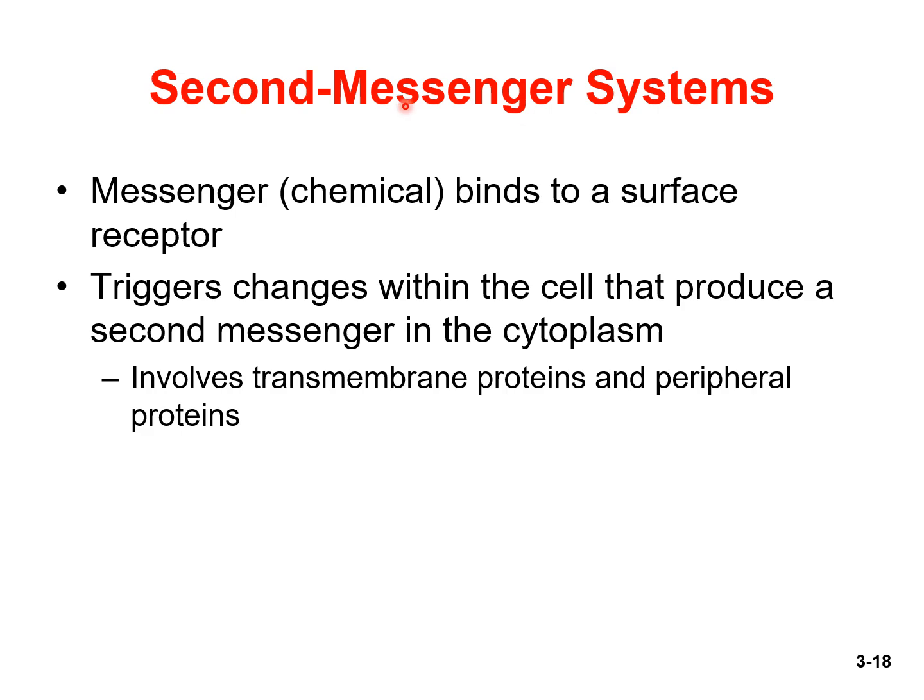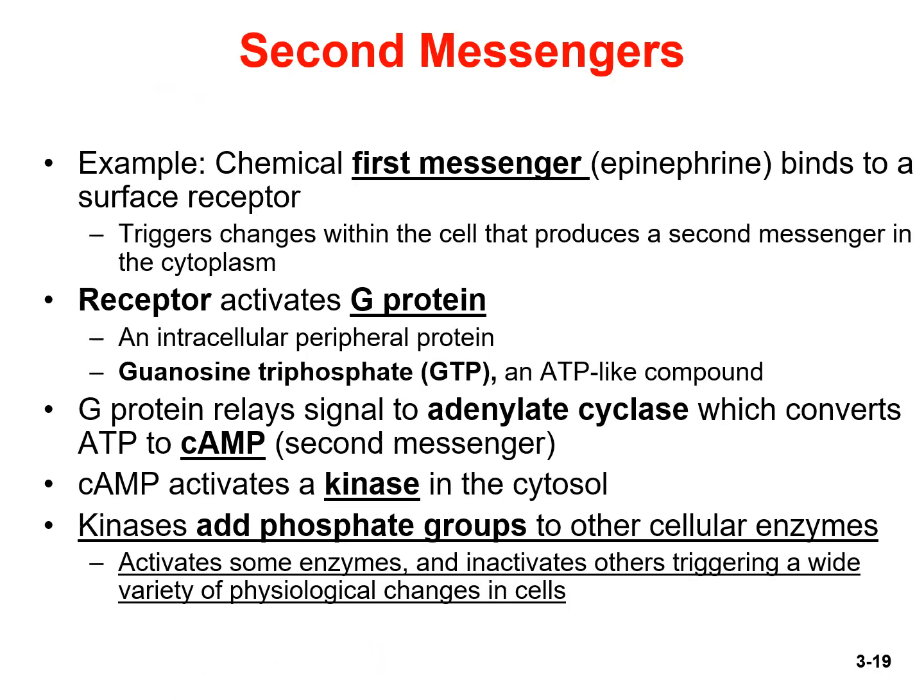This is tricky. So when a messenger binds to the surface of the cell, it's going to trigger a change that's inside the cell that produces a second messenger in the cytoplasm. That chemical didn't go into the cell, but what happened, it changed that transmembrane protein, and the inside of it, with that peripheral protein, changed and caused it to be released, and that release is going to change something.